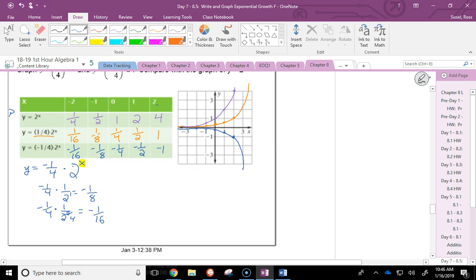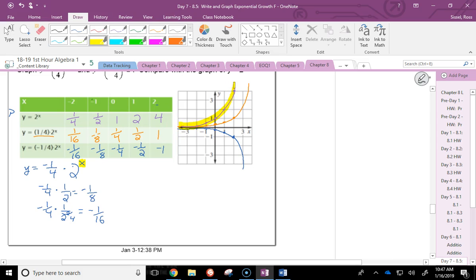This one that we just did, that is the one that we said we're going to work on tomorrow. That is going to be the decay, because it's going down. So when we look at today, though, this is comparing to the parent function. Our parent line was our purple line right here.